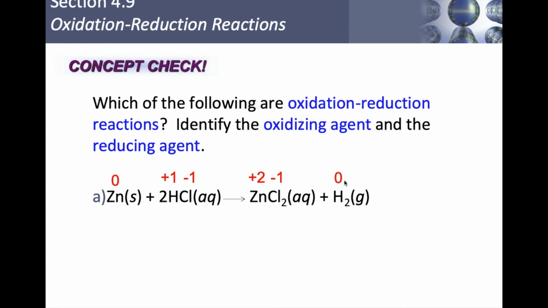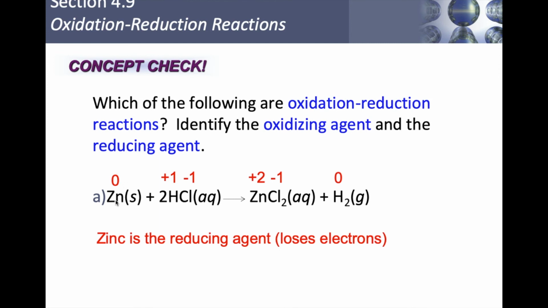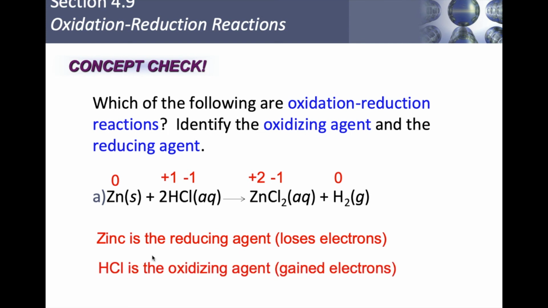So thinking about what I know again, what does that mean? Zinc is my reducing agent. It's going from 0 to +2, and it's losing electrons to do that. And then HCl is my oxidizing agent. It's gaining. I'm going from, again, a +1 to a 0. The only way to do that is to gain an electron, and if I gain an electron, now I have an oxidation number of 0. So zinc and HCl, that is a redox reaction.